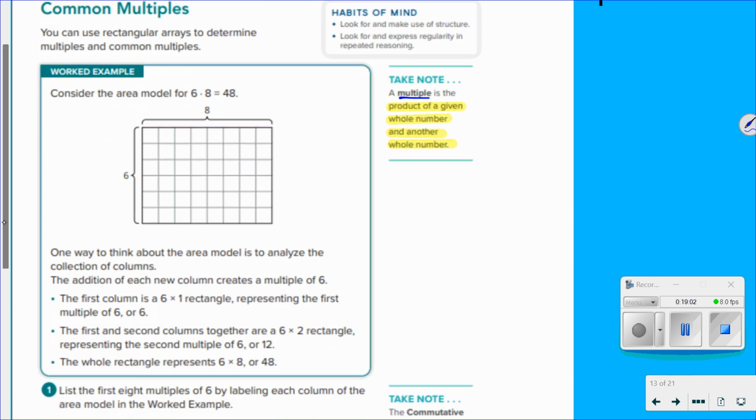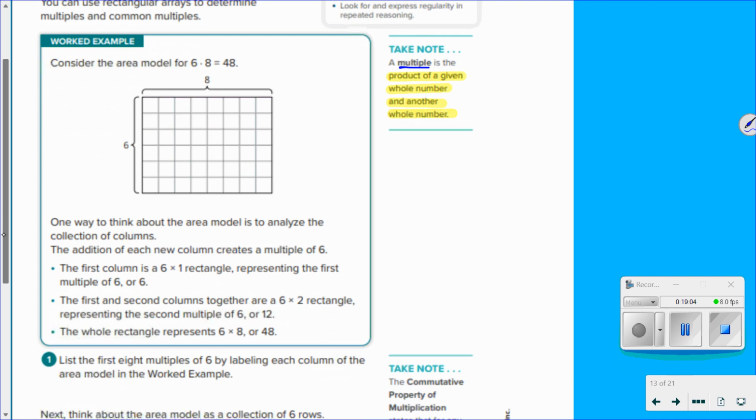So we're going to start with another grid example to help try to get this into your minds as to what we're doing, okay? One way to think about an area model is analyze the collection of columns. Which way does a column go? Good job, Jamila. Up and down. So I'm saying up and down. So if I count up and down, that first column, how many total blocks would I have? 6. So if I put a 6 down there, that's saying keeping track of how many I have.